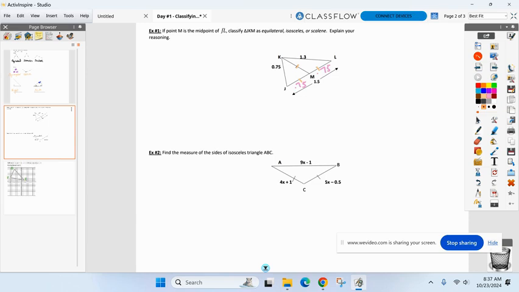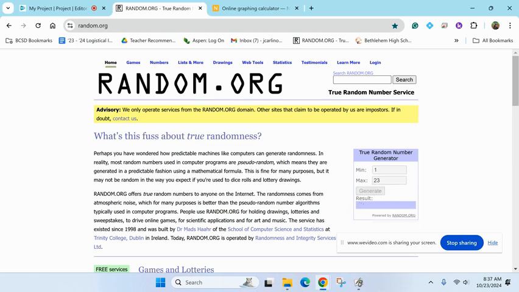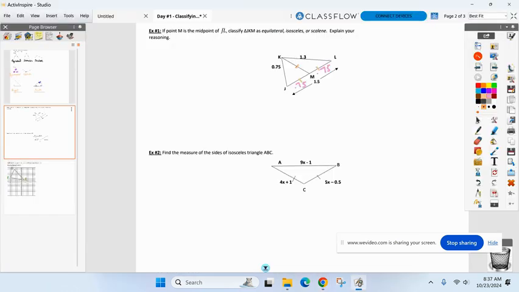What else is 0.75 on this diagram that I can label? Those two, and what else here? Where are we going with that? Taylor? KM is also 0.75. Now you know all three sides of triangle JKM. What type of triangle is it now?